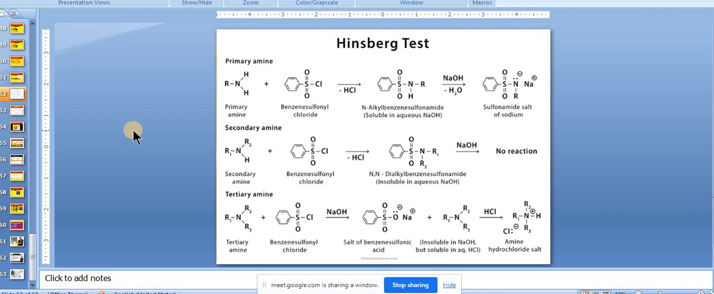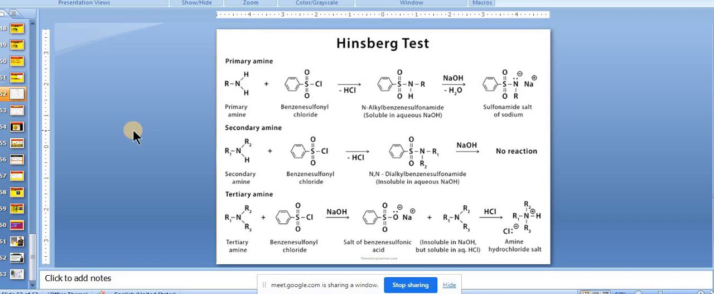Second, 2 degree amine: when you are writing, there is only one H, and that H will react with Cl and it will be out, and the addition product formed is N,N-dialkyl benzene sulfonamide, and it is insoluble in aqueous NaOH. So if you write this, that is sufficient enough to give the full marks.